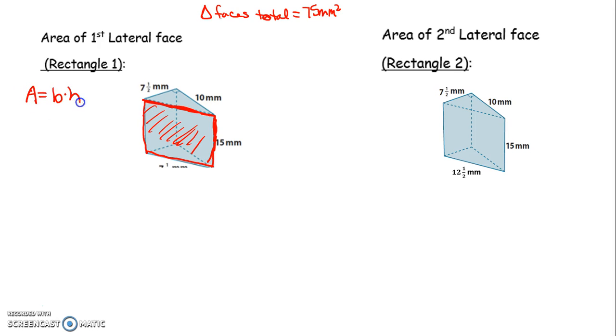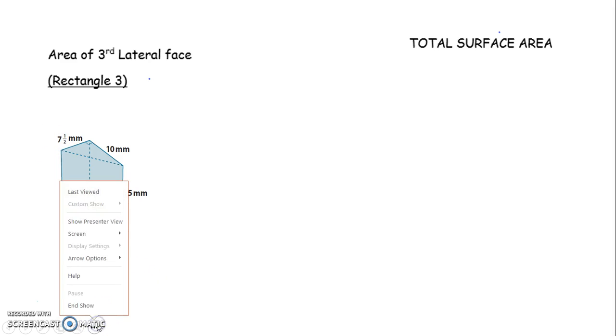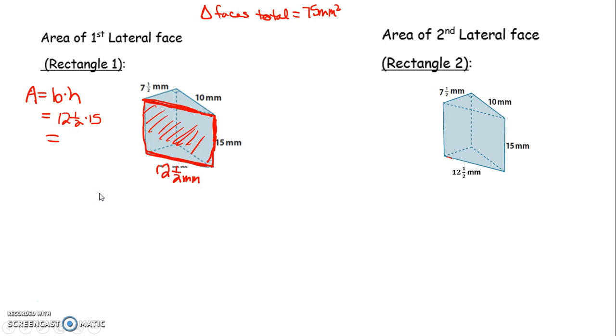Area equals base times height. I can see the height is 15. What's the length of that base? Oh, it's 12.5 millimeters. Okay? So if you look at the front, it's 12.5 by 15. So that's 12.5 times 15. Oops, sorry about that, I jumped a slide. 12.5 times 15 is 187.5. So that rectangle is 187.5 millimeters squared.